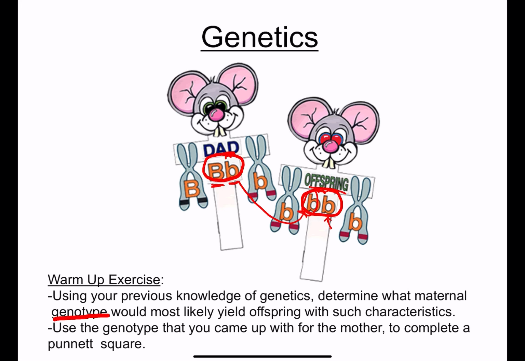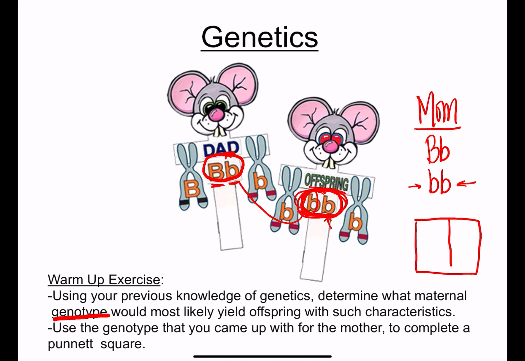So what could the mom's genotype have been? You should say that mom could have been big B, little b, or mom could have been little b, little b. Which of those has a greater probability of giving the offspring like this? This one. Little b, little b is more likely to have that offspring, okay? And so the second part of this question says to draw a Punnett square using the genotype that we came up with for mom.